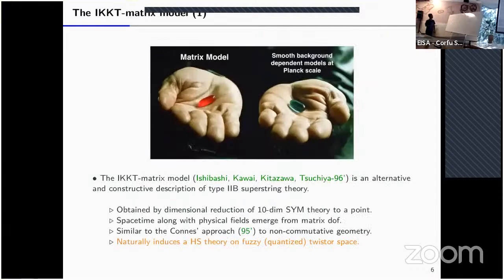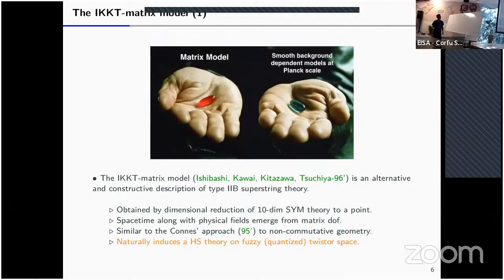Okay, so the next thing I want to talk about is the IKKT matrix model. The IKKT matrix model, which stands for Ishibashi, Kawai, Kitazawa, and Tsuchiya, was discovered in 1996. This is an alternative and constructive description of type IIB superstring theory. This model can be obtained by dimensional reduction of 10-dimensional supersymmetric Yang-Mills theory down to a point. So in this sense, the IKKT matrix model is a zero-dimensional theory. Space-time along with physical fields will emerge from the matrix degrees of freedom. This is quite similar to Connes' approach to noncommutative geometry.